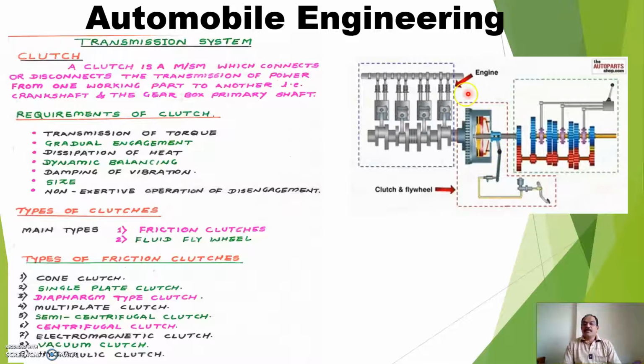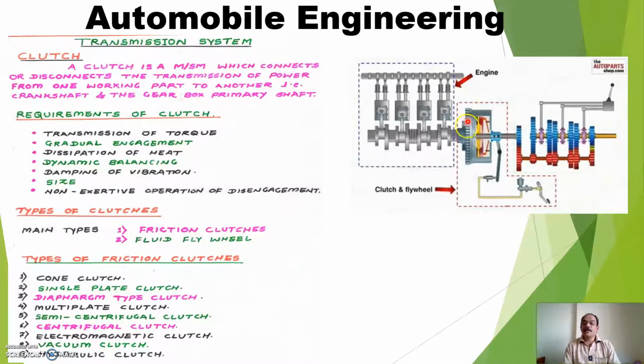You can observe here in this animation the engine is working where the power is developed. From this power, the power is given to this flywheel. Now from this flywheel, I want to transfer this power to the next part, that is the gearbox. This is one component of the transmission. Then it goes to the propeller shaft, then differential, and the wheels. It goes through the total transmission system.